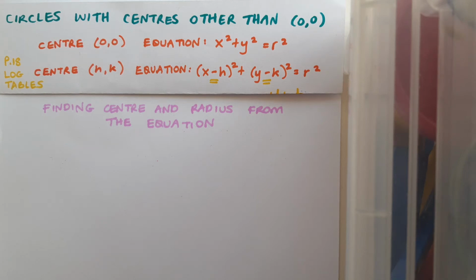This video is to do with circles with centres other than 0, 0, and particularly finding the centre and radius of such a circle from its equation. Note we have the formulae here for the equation of a circle.